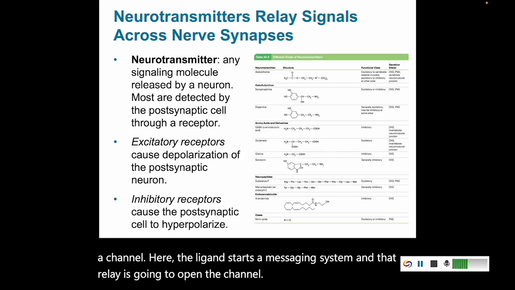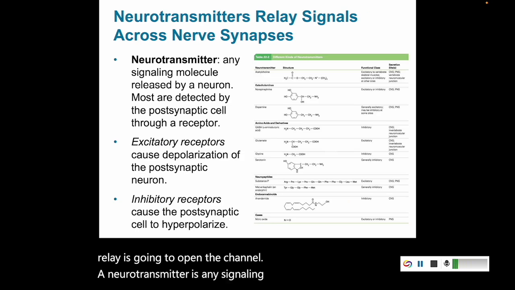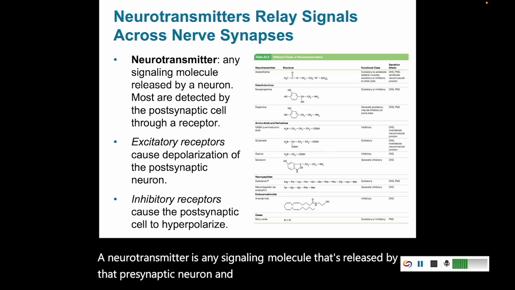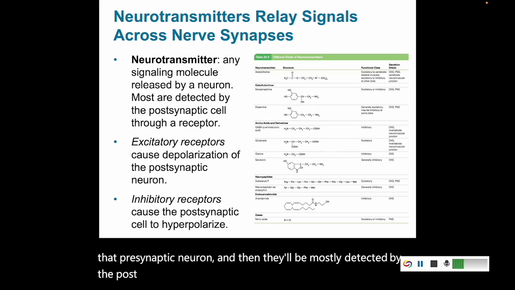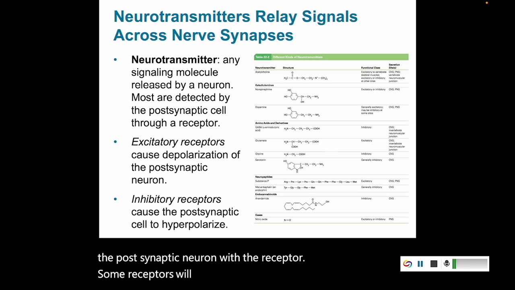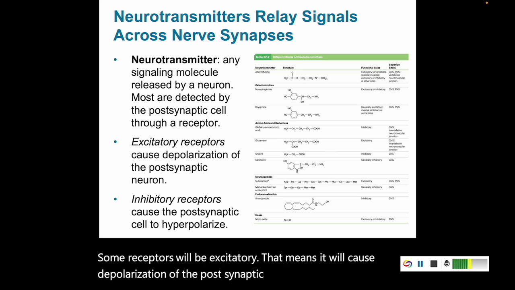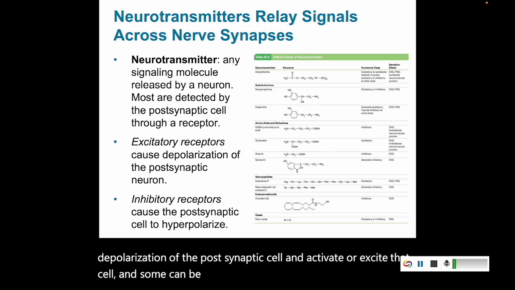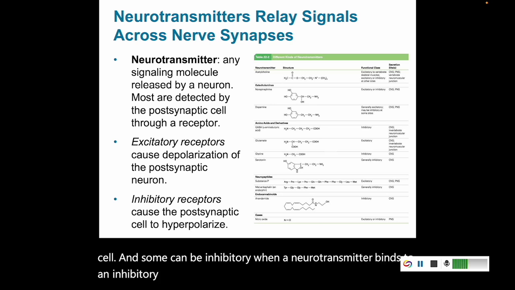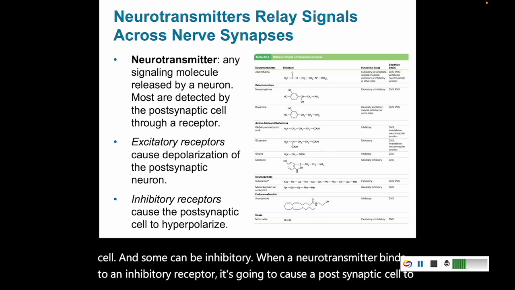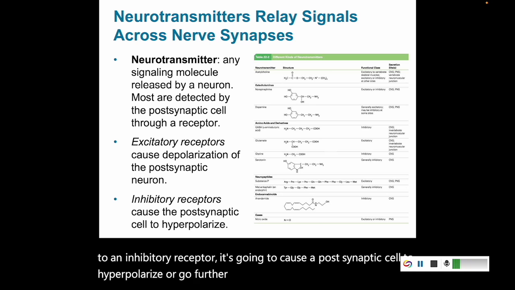A neurotransmitter is any signaling molecule that's released by that presynaptic neuron, and then they'll be mostly detected by the postsynaptic neuron with the receptor. Some receptors will be excitatory. That means it will cause depolarization of the postsynaptic cell and activate or excite that cell. And some can be inhibitory. When a neurotransmitter binds to an inhibitory receptor, it's going to cause the postsynaptic cell to hyperpolarize or go further away from reaching that action potential.